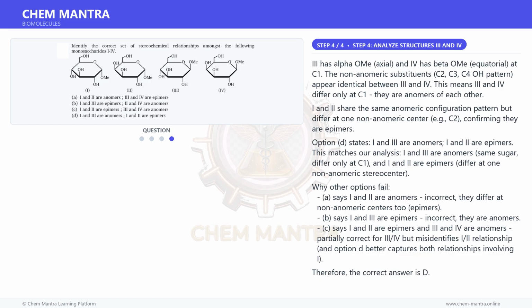Why do the other options fail? A says I and II are anomers, which is incorrect; they differ at non-anomeric centers too, so they are epimers. B says I and III are epimers, which is incorrect; they are anomers. C says I and II are epimers and 3 and 4 are anomers, which is partially correct for 3 and 4 but misidentifies the I-III relationship, and option D better captures both relationships involving I.